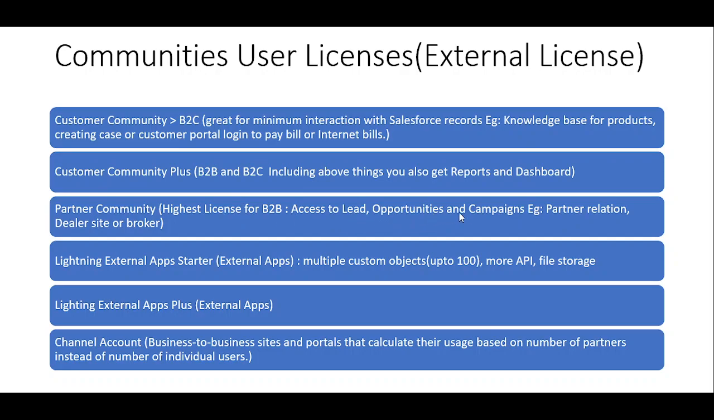Now the Partner Community is the highest license for B2B. It gives access to leads, opportunities and campaigns. Examples: partner relationship, dealer site, or broker. So when your company is working with a dealer, a distribution channel or a broker, for example, the company you work for is a developer and they are working with a partner like an estate company that sells the apartments or houses they make. In that case, they would need access to the leads, campaigns, all these kinds of things, so they should be given Partner Community access.